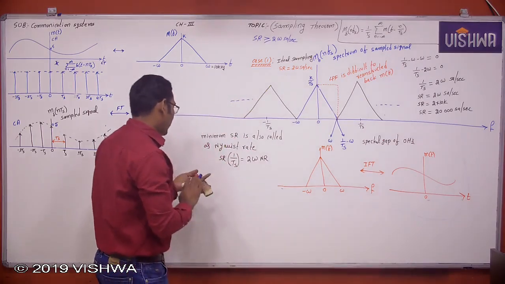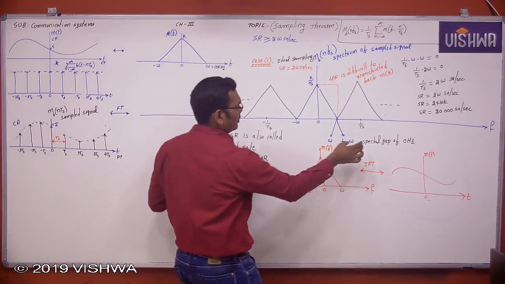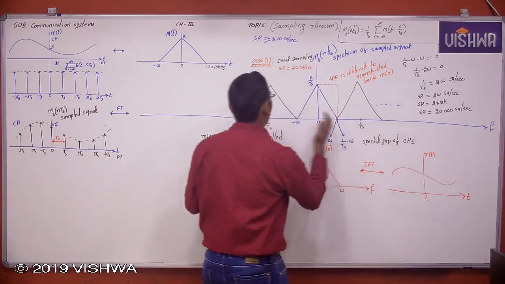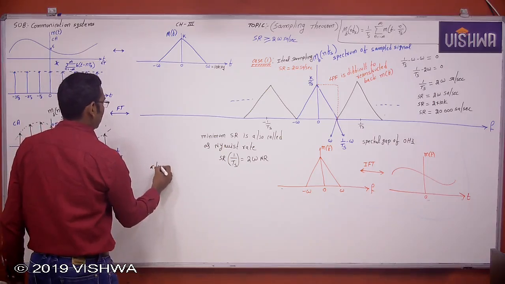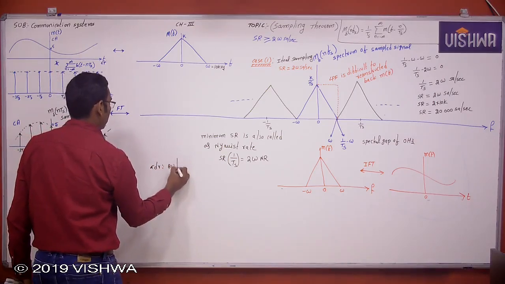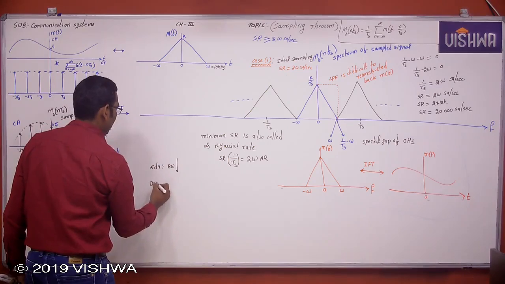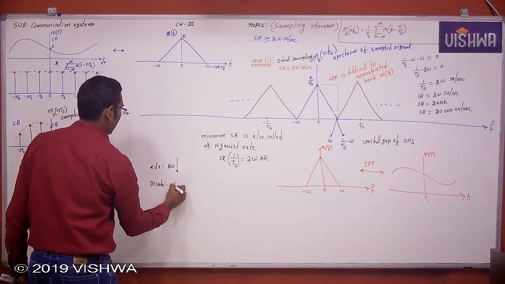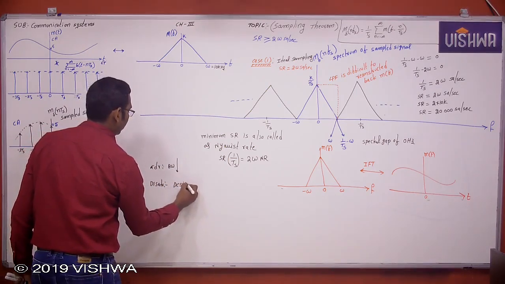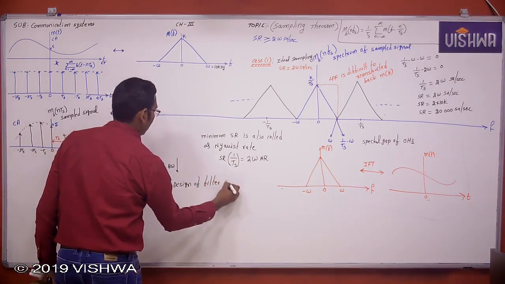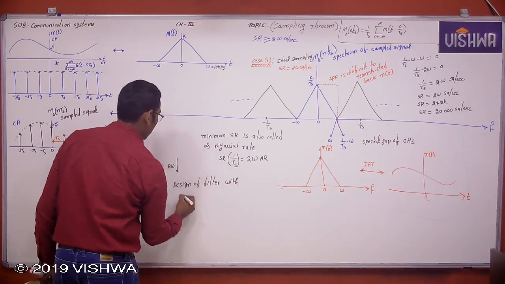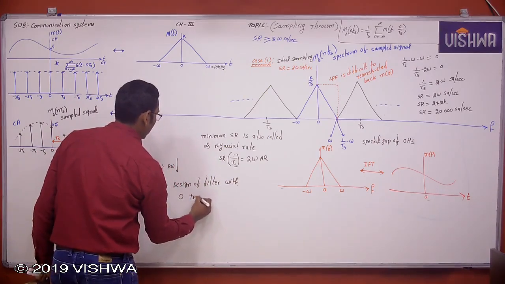But the advantage is that the guard band is 0, the spectral gap is 0, therefore bandwidth is decreased. So the advantage here is that bandwidth is less, but the disadvantage here is the design of a filter with 0 transition band.